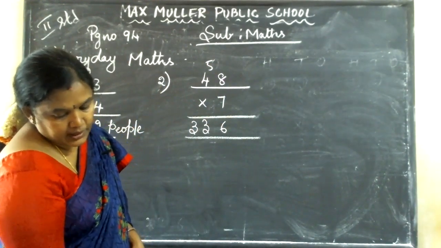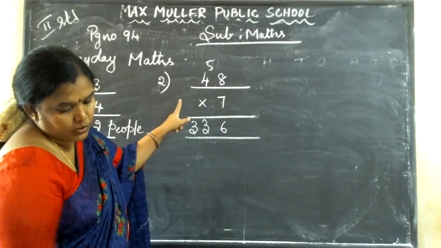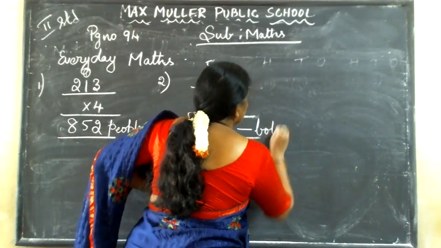See, one crate, you have 48 bottles. Number of crates, 7 crates. Total number of bottles, you will get 306 bottles.